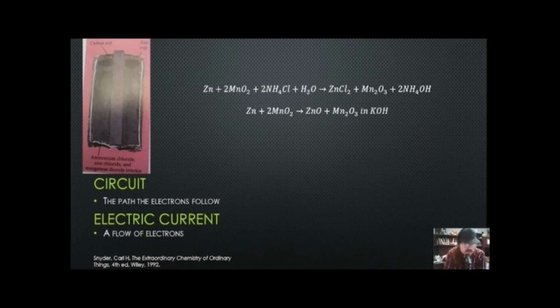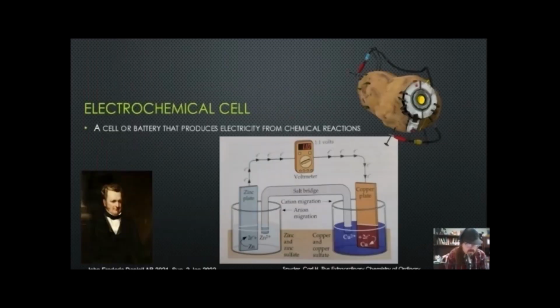and change it from Mn4+ to Mn3+. So doing MnO2 plus water forms Mn2O3 and hydroxide. And the reaction is such that the hydroxides and the water cancel out, and so the reaction looks a lot simpler. Now, these oxidation reduction reactions don't just occur in batteries.